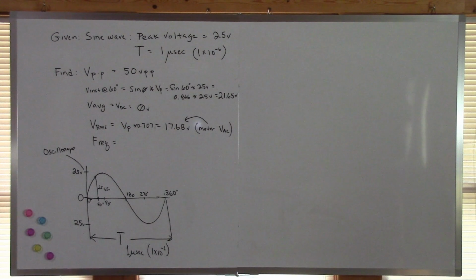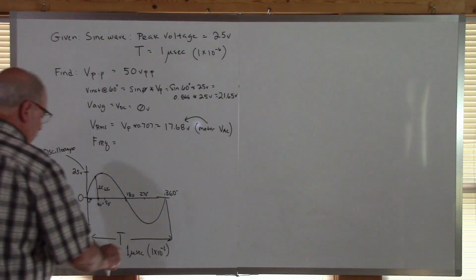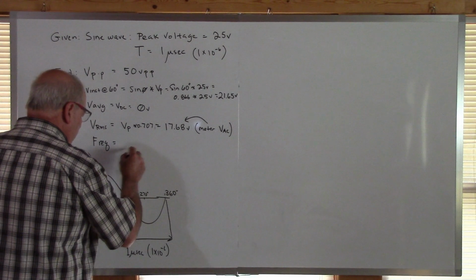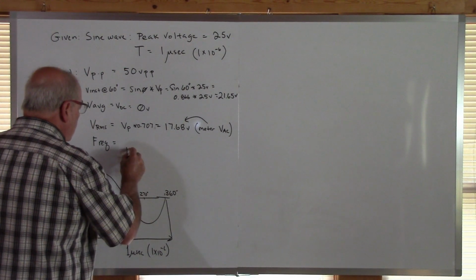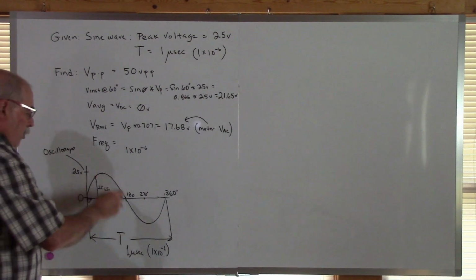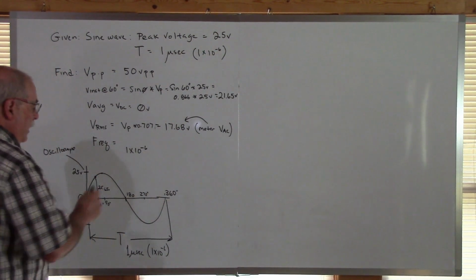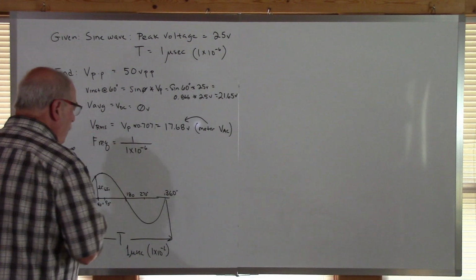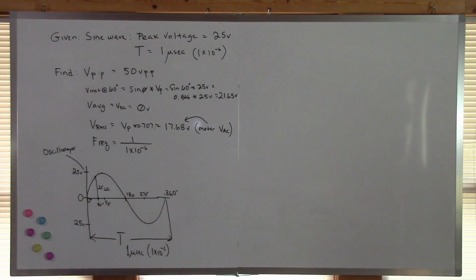And then we have frequency. We know what our period is. It's 1 microsecond, which is 1 times 10 to the minus 6th. That's how long it takes to do one cycle. How many of those fit into 1 second? So if I take 1 second and divide it by that, that should be our frequency.